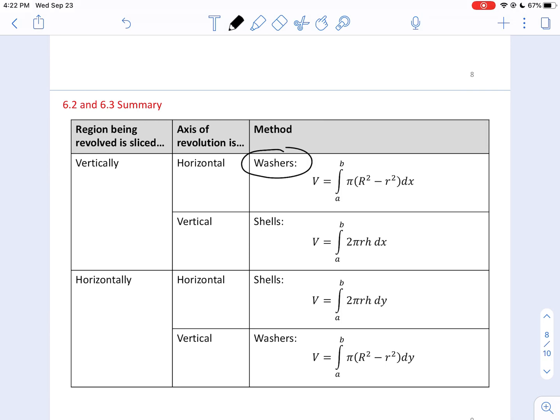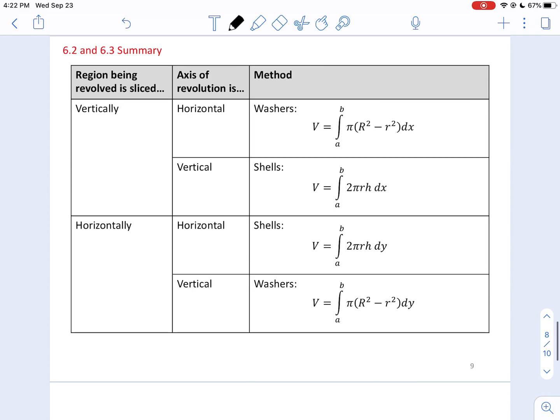I'm going to just use a washer formula. If it's not really a washer, then this r squared just isn't present. You just have pi r squared dx if it's just a disc, right? If there's no hole in the middle. But let's just think more generally. We'll have a washer formula and compare that to a shell formula.